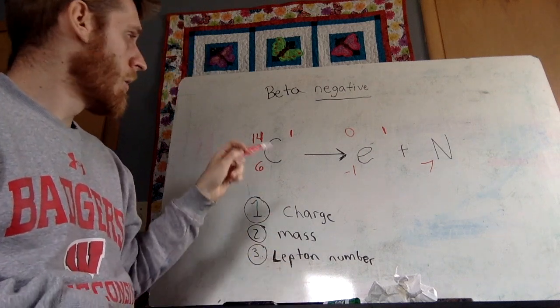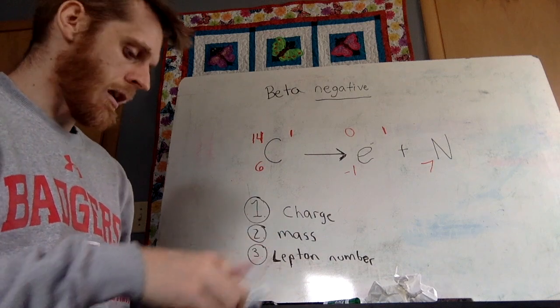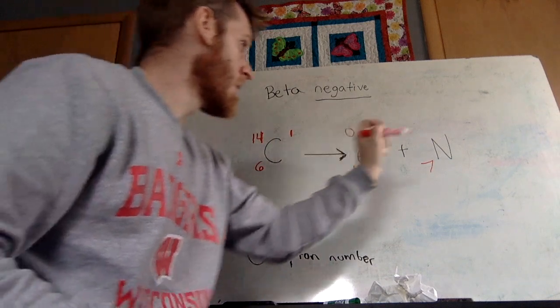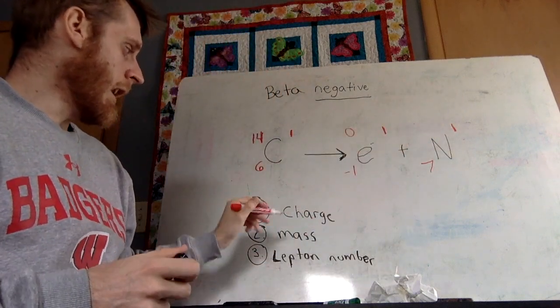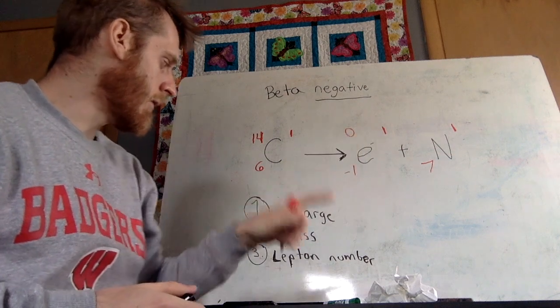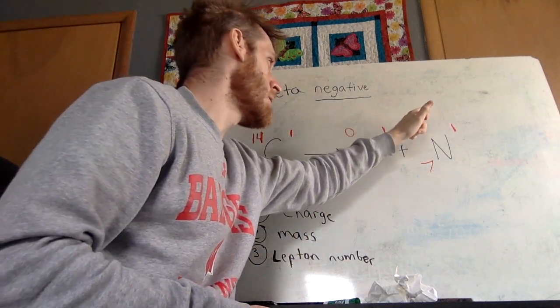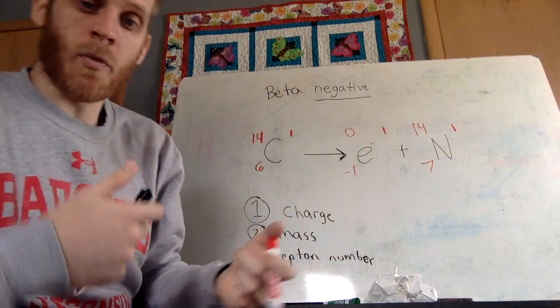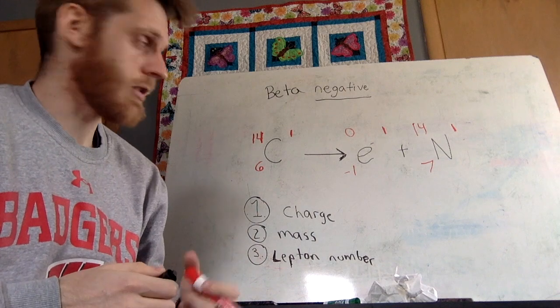Anyway, so now I'll put the lepton number of nitrogen, that won't change, it's a particle. Now the charge is balanced on both sides, 6 equals -1 plus 7, the mass is not, 14 equals 0 plus 14. Now nitrogen wants to be 14, that's a pretty good stable isotope of nitrogen, that one's good.